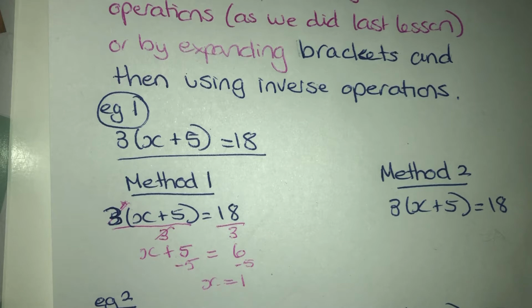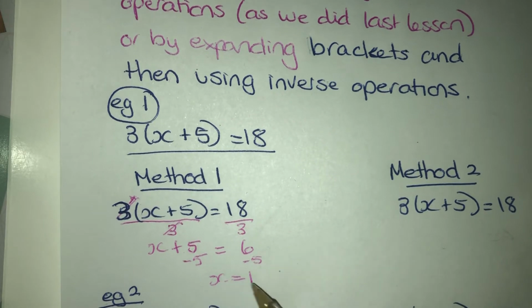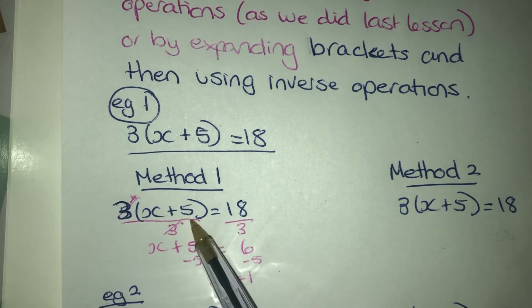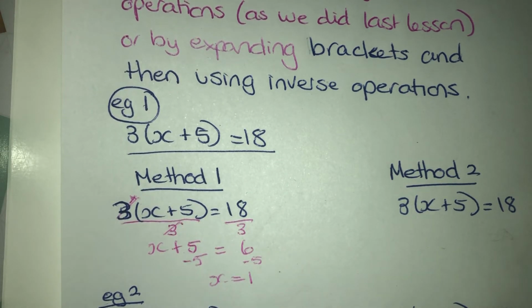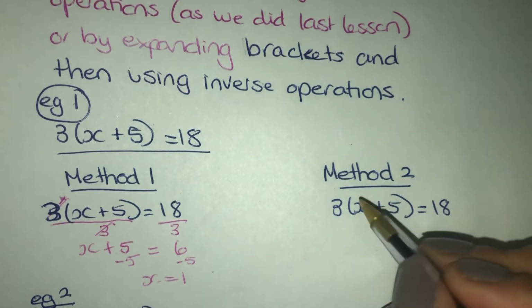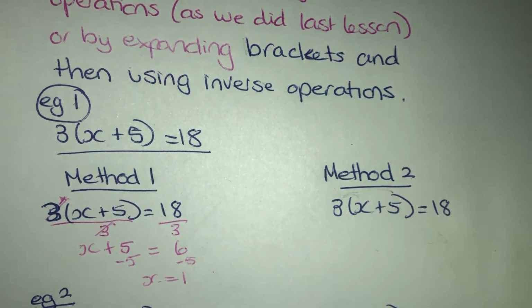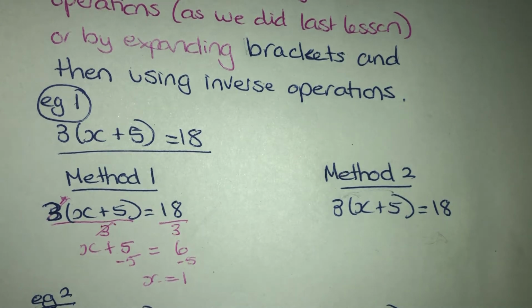Need a new pen. Okay, now remember, put it back in and see if it works. 1 plus 5 in the brackets is 6. 3 times 6 is 18. All right, so today we're going to do the other method where we expand our brackets. Oh, look, I've got another pen that doesn't work. Great. Hang on a second.